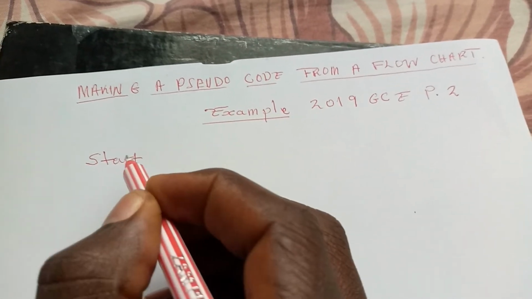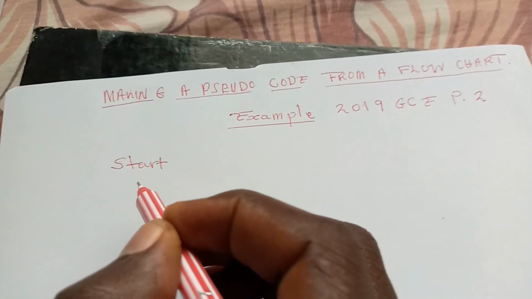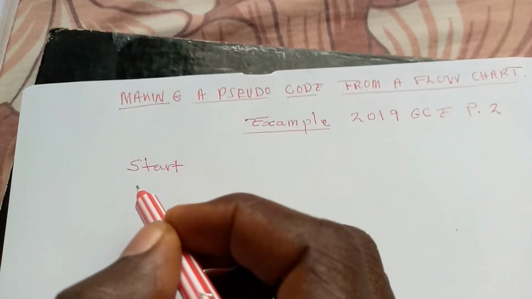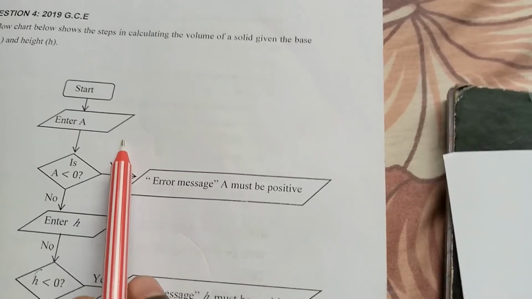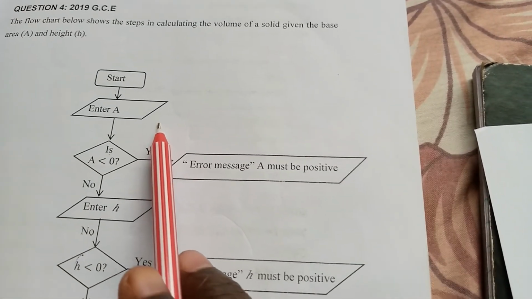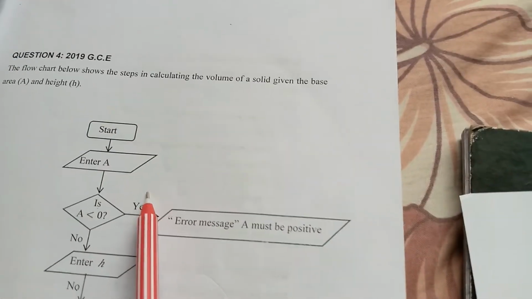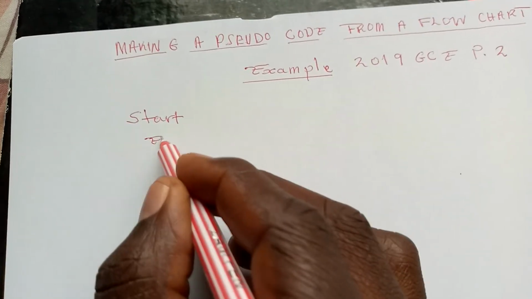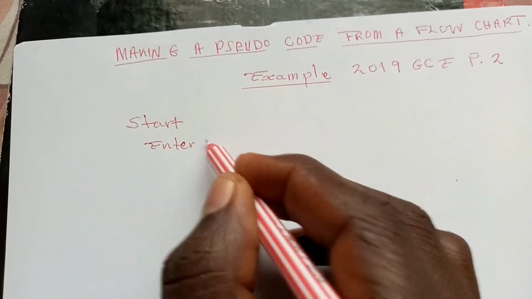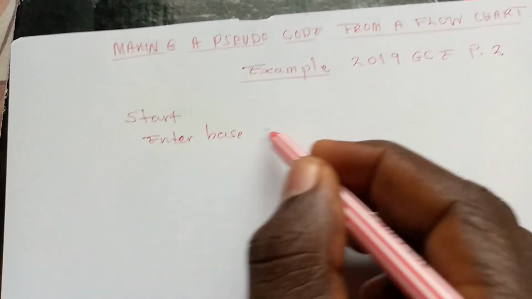You write the word start. Make sure you start with a capital letter. S should be a capital letter. Then they have continued to say enter A. Remember there A is being delivered as the base area. So we'll say here enter base area.